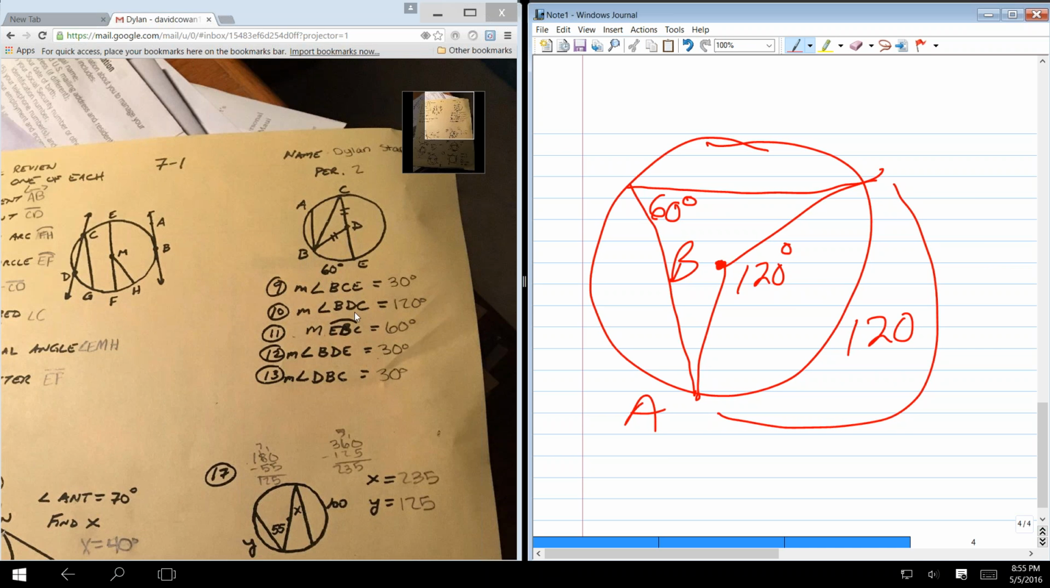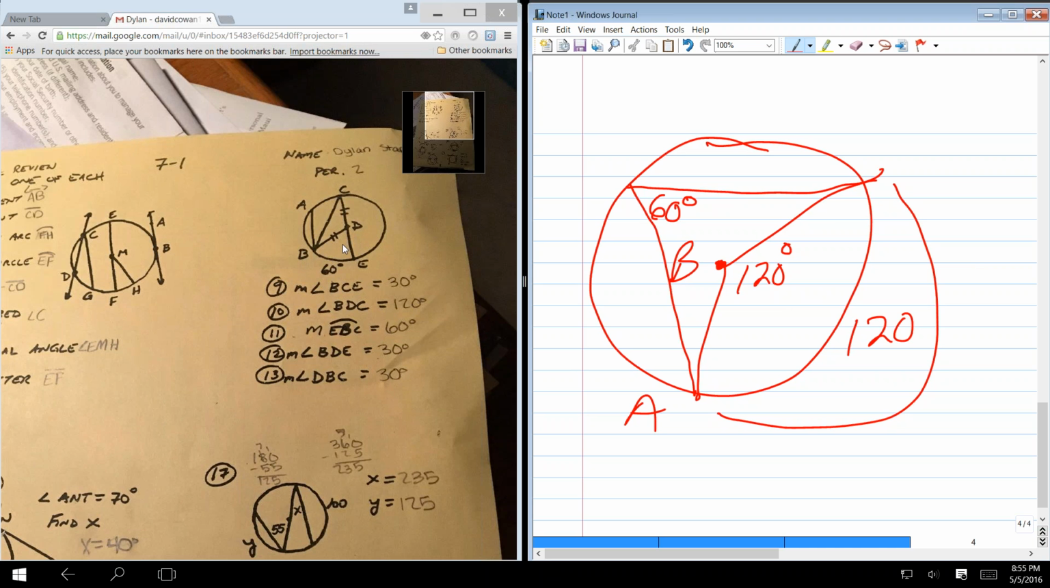So what does it have to be? If BDC is 120, then this one has to be 180 minus 120, which is 60. And notice that's a 60 degree arc that it is intercepting also.